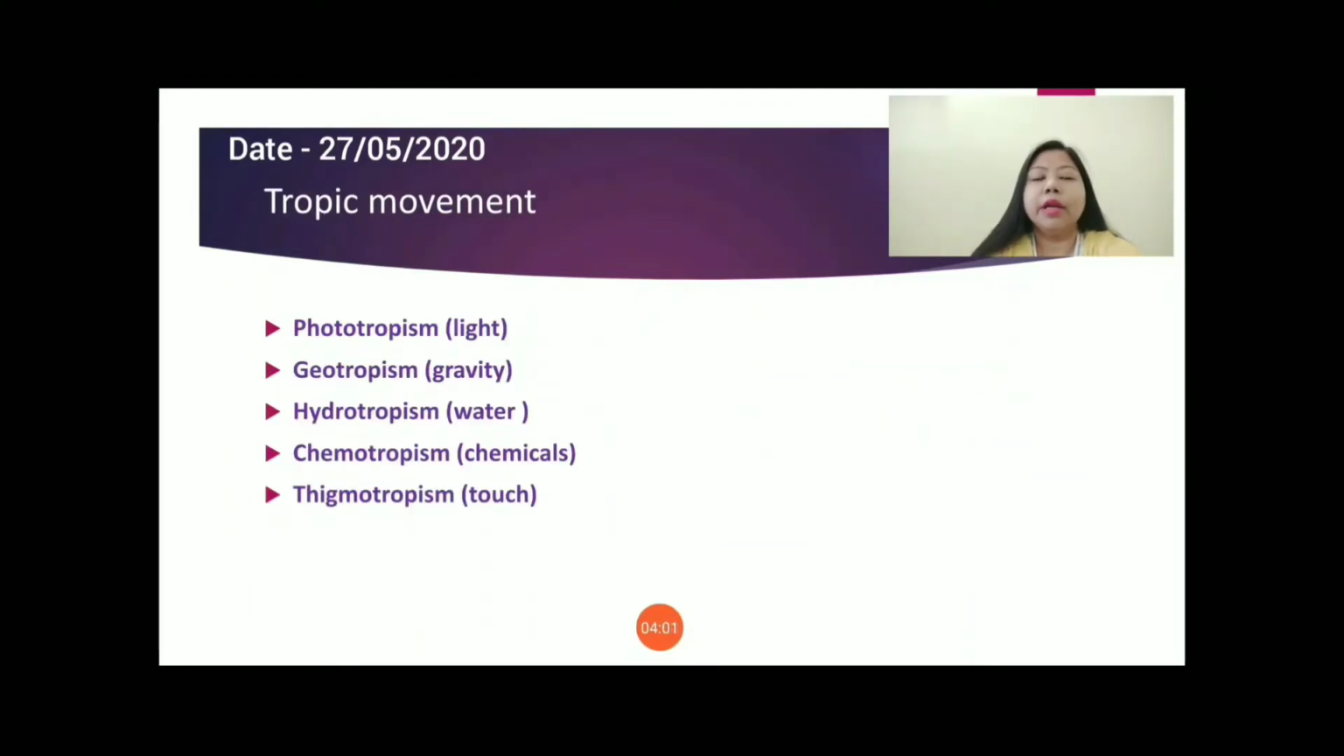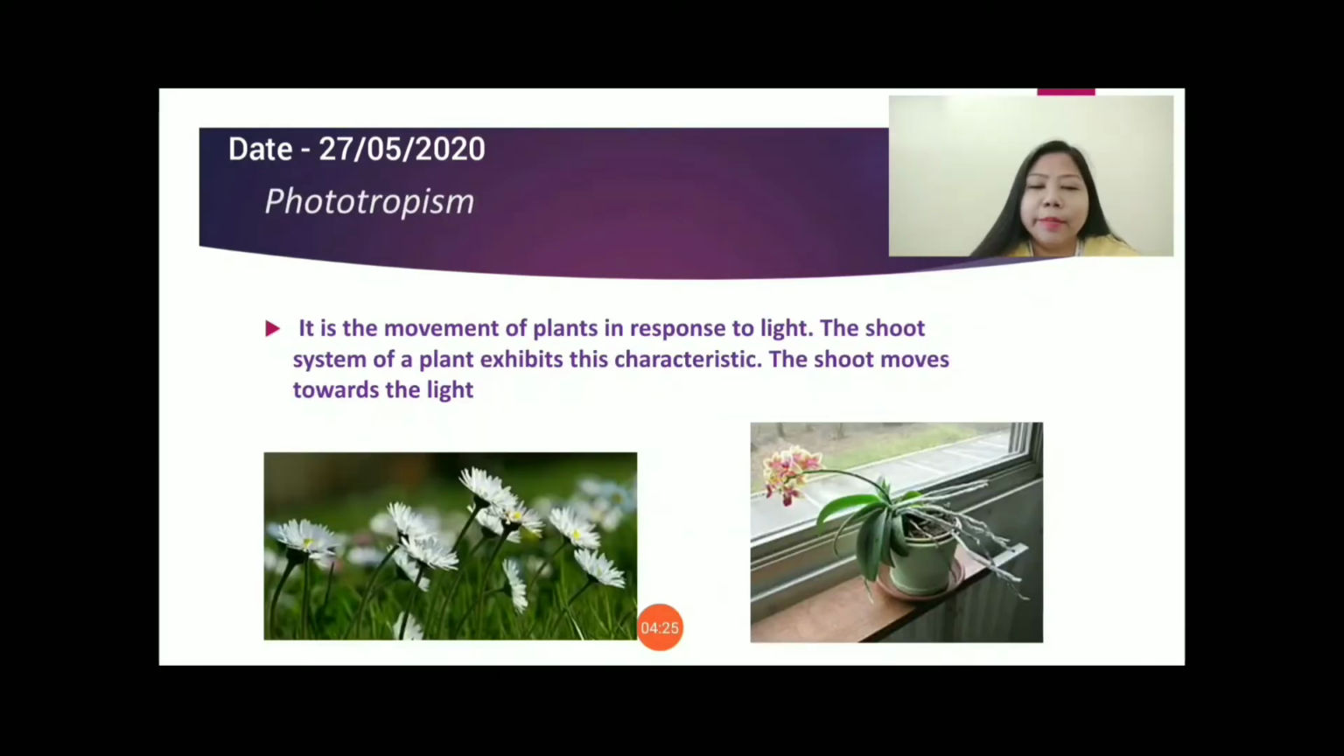Okay. Now tropic movement has 5 types, that is phototropic movement or phototropism, response to light; geotropism, response to gravity; hydrotropism, response to water; chemotropism, response to chemical; and thigmotropism, response to touch. So let us study in detail about all the movements.